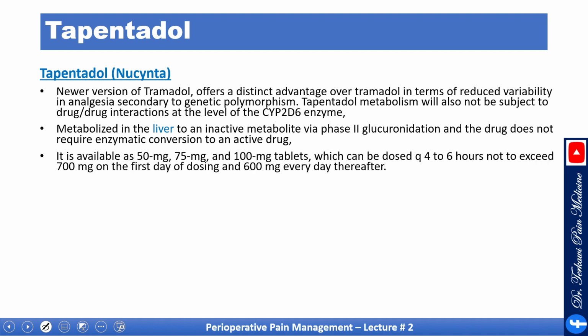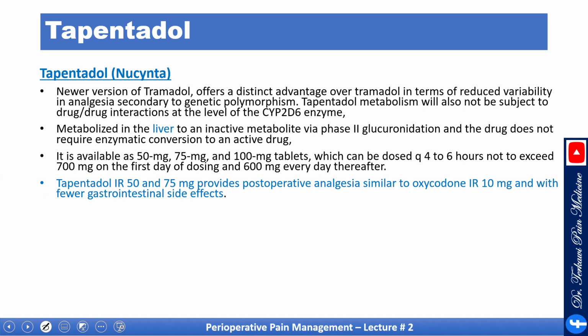It is available as 50, 75, and 100 milligram tablets, can be given every 4 to 6 hours, and not to exceed 700 milligrams on the first day of dosing, and 600 milligrams every day thereafter. Tapentadol immediate release 50 or 75 milligrams provides postoperative analgesia similar to oxycodone 10 milligrams with fewer gastrointestinal side effects.